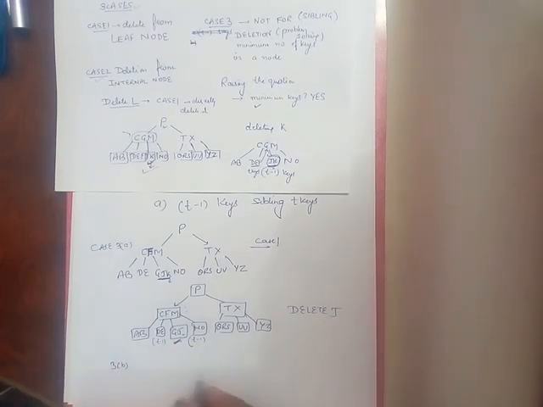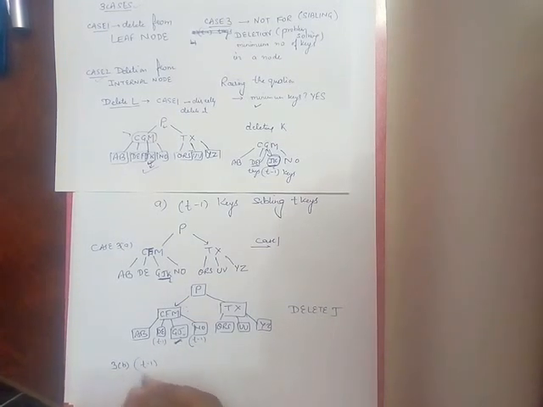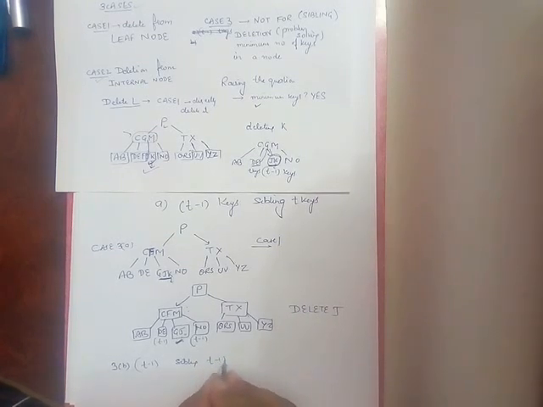Case 3b says that if the node from which we are deleting the key has T minus 1 keys and its siblings also have T minus 1 keys, then we merge the problematic node with any one of its siblings, bringing the parental key downward, and then we can delete that particular key from the given figure.